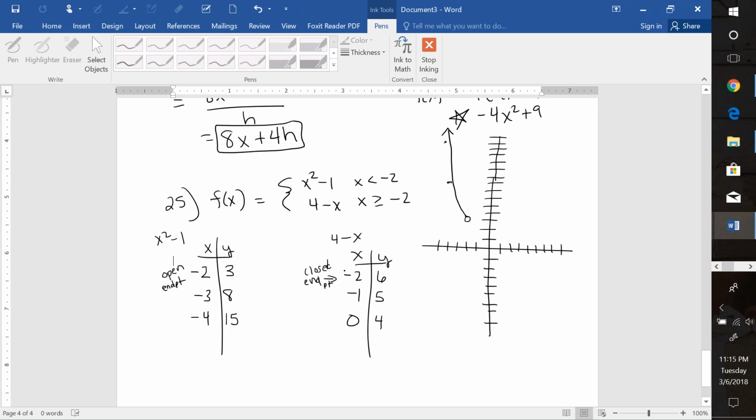And then 4 minus x, we're going to graph it at -2, 6. And that's a closed circle, which is fine because it still passes the vertical line test. -1, 5, and 0, 4. And then this is a straight line because it's got a slope of -1 and a y-intercept of 4. It doesn't look like y equals mx plus b because they wrote it in the wrong order. So that's it. You're just graphing the two individual pieces.